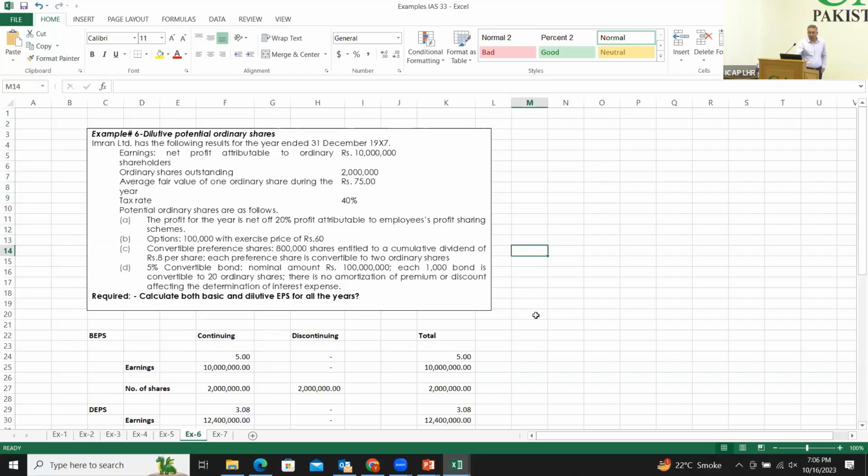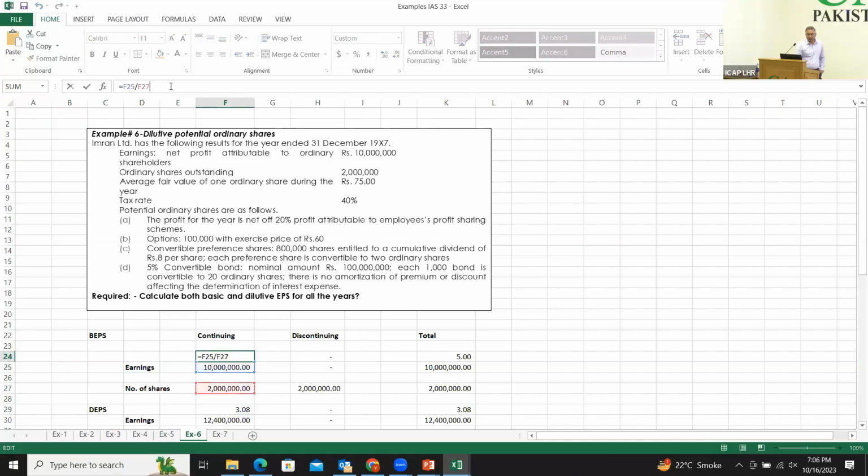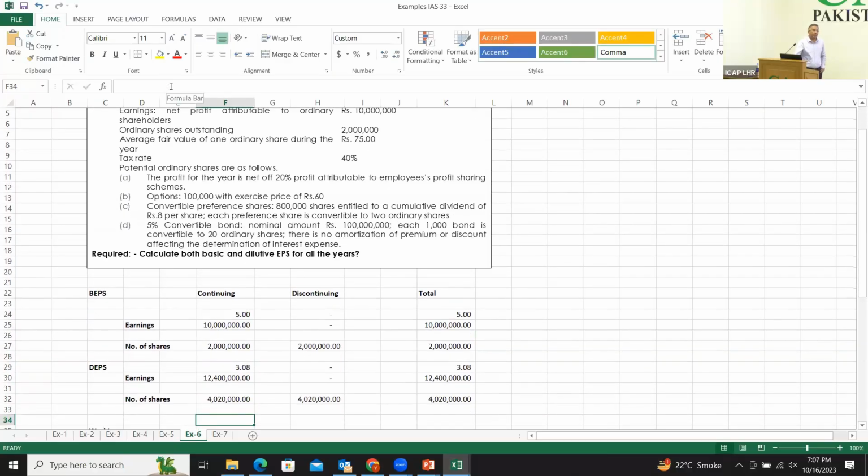Then we have a 5% convertible bond, nominal amount is 100 million, and each bond is convertible into 20 ordinary shares. And there is no discontinued operation, so the whole of the earning is from continuing operations. And here is my basic earning per share, 5, which is earnings divided by total number of shares. And then we are going to calculate diluted earning per share.